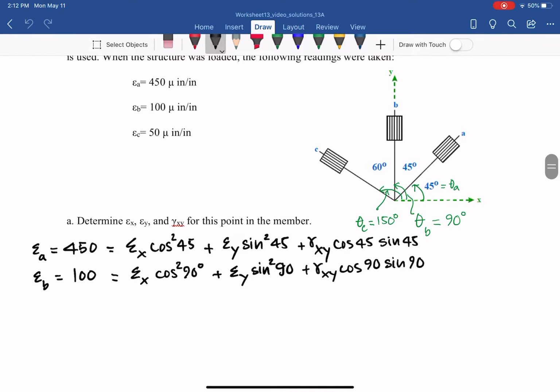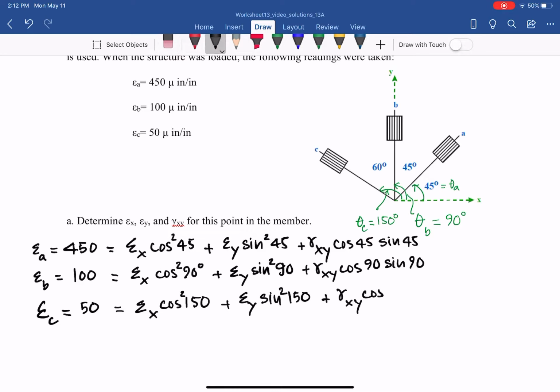And for epsilon C we have 50, equal to epsilon x cosine square 150 degrees, plus epsilon y sine square 150 degrees. Just consider that degree, everyone. Plus gamma xy cosine 150 sine 150. And from those 3 equations, we can simplify.